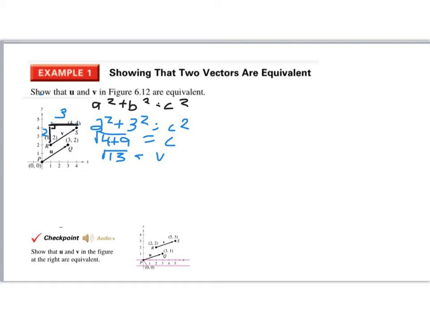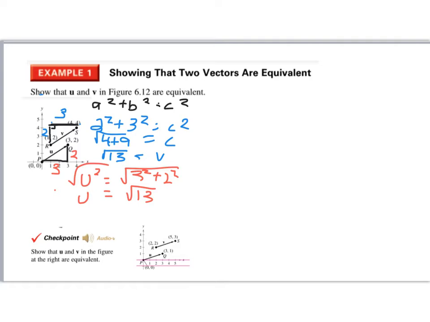We're going to do the exact same thing. So I'm going over 3 and up 2. So this is 3, this is 2. So for u, we're going to take the square root of 3 squared plus 2 squared. So of course, u is also the square root of 13. So we know we have the exact same magnitude, which is the distance. So far we figured out magnitude.